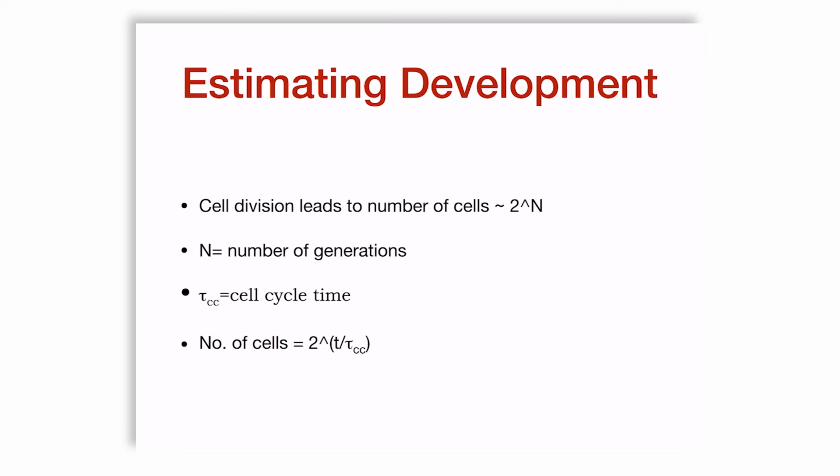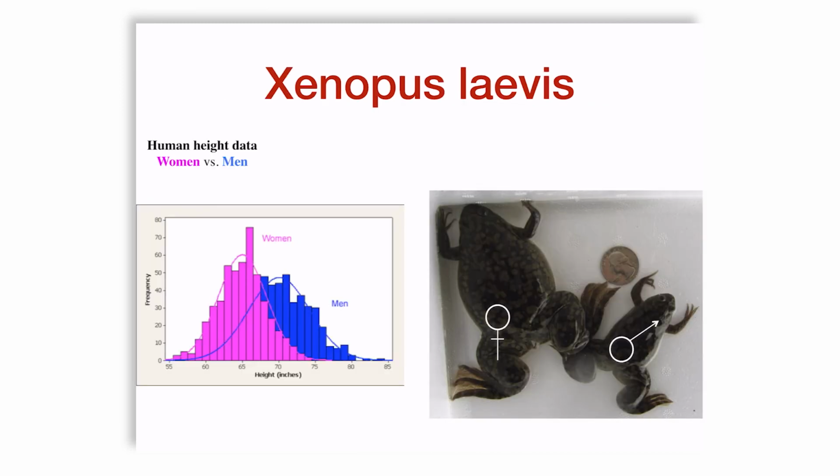When we look at embryonic development itself, the time scale of development is determined by the doubling time. That tells us that if there's one cell, then we have 2 to the power n cells for n number of generations. And the generations are given by the time divided by the cell cycle time. Xenopus laevis, whose embryos we saw earlier, are a classic model organism, both for embryology as well as for developmental biology, cell biology and cell division research.